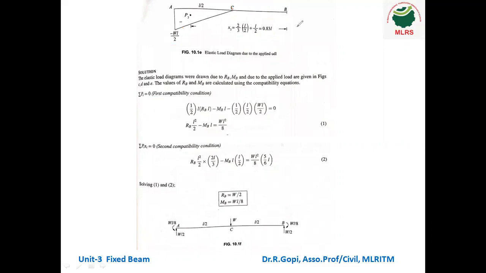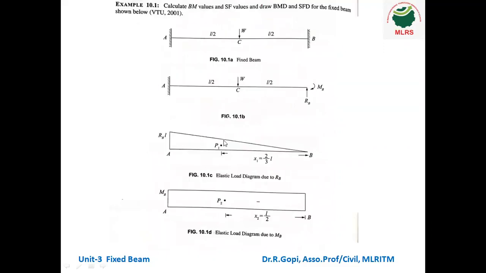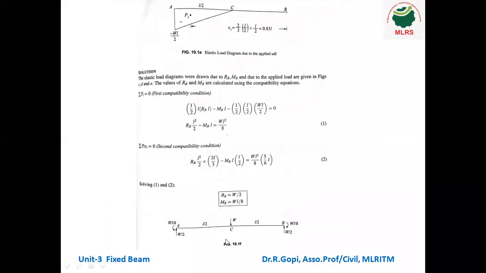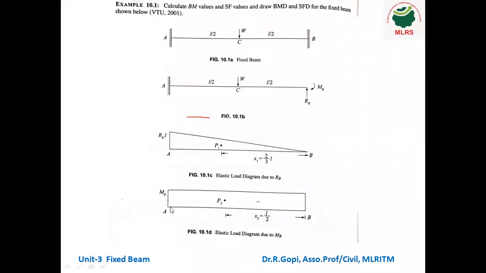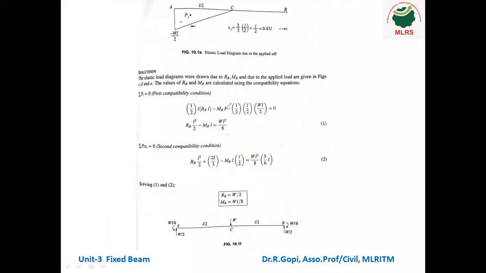Now tell me, what is the first diagram's area? Half into B into H. If you take the first diagram, half into B is L and H is RB into L. So you can see here, half into B into H. Next, minus. What is this area? If you consider the second diagram, the height is MB and the corresponding length is L. So MB into L. This is the second area, and it is minus.